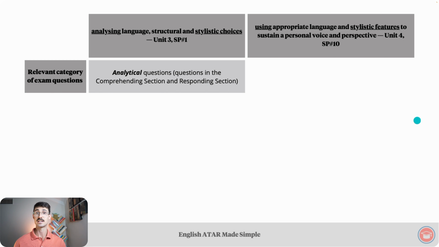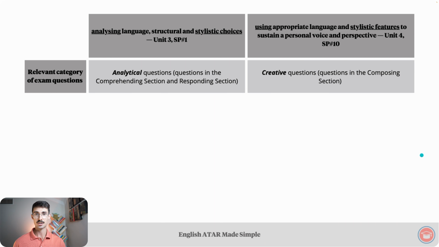Relevant category of exam questions. For the syllabus point from Unit 3, the relevant category of exam questions is analytical questions, and we know that those are questions from the comprehending section and the responding section. The relevant category for the syllabus point from Unit 4 is creative questions, and we know by this stage that these questions come from the composing section of the exam.